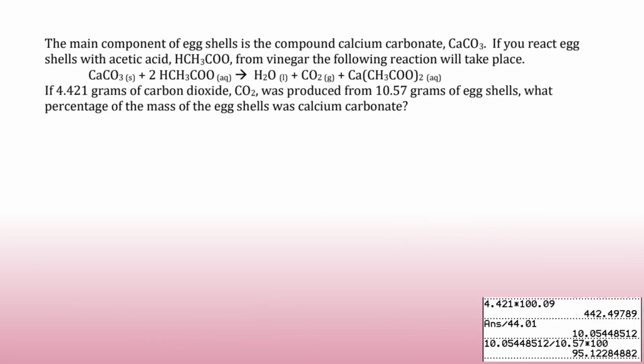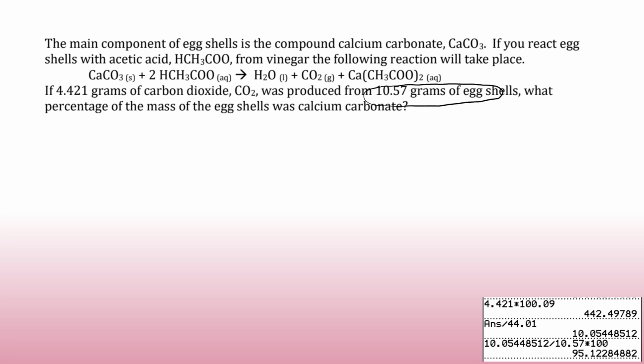The main component of eggshells is the compound calcium carbonate. If you react eggshells with acetic acid from vinegar, the following reaction will take place. If 4.421 grams of CO2 is produced from 10.57 grams of eggshells, what percentage of the eggshells was calcium carbonate? So this is the total mass.